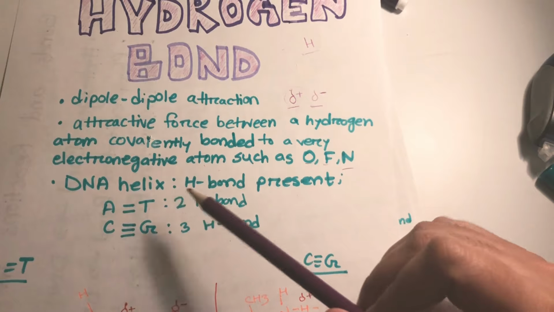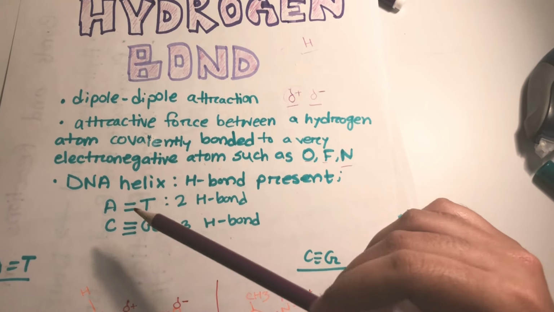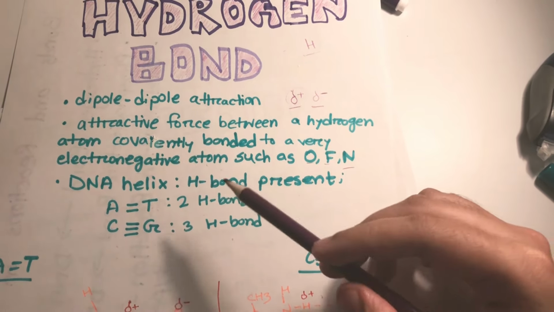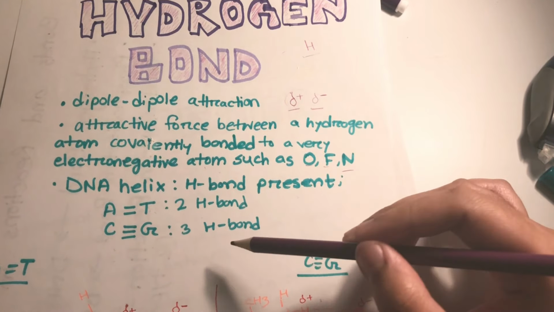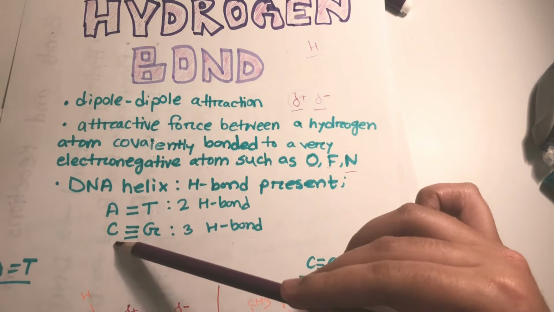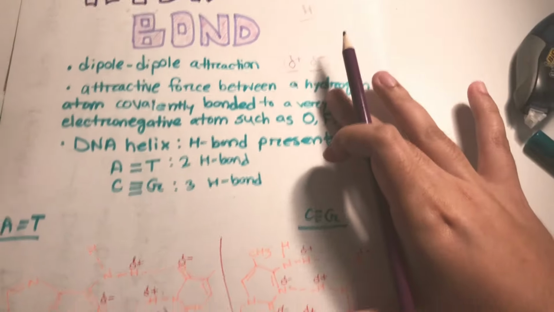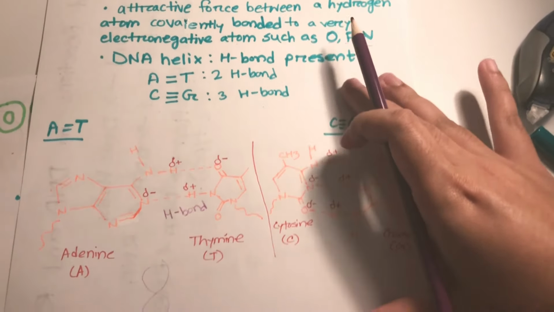There are two types of hydrogen bond present in one DNA helix. One type is that there are two hydrogen bonds present between adenine and thymine, and the other type is that there are three hydrogen bonds present between cytosine and guanine. So let's look at the hydrogen bonds in a bit more detail.